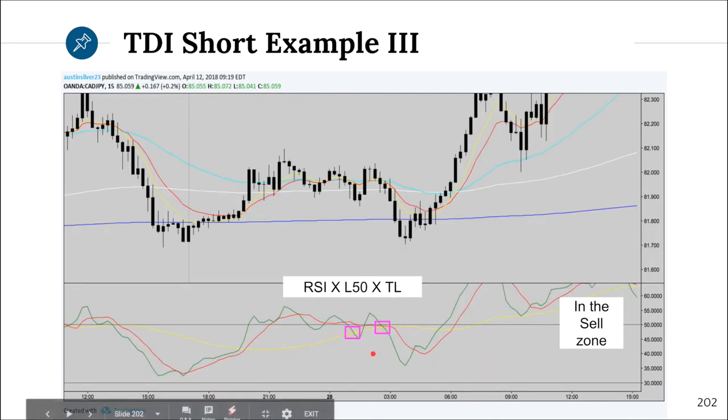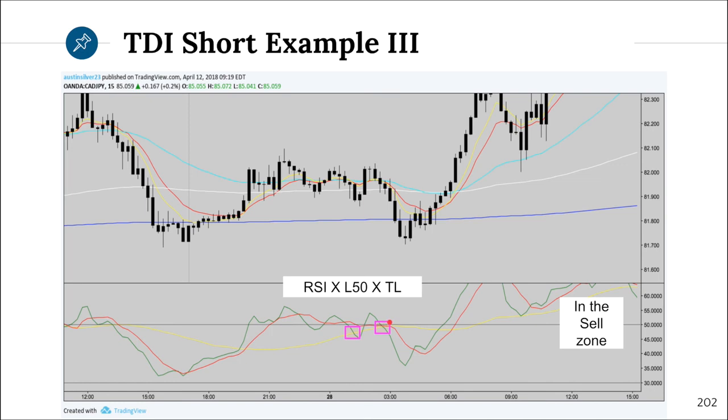One more example here. This is a good example of a rising liquid 50 that is something we would want to avoid trading. You can see that, yes, the liquid 50 starts the day in the sell zone, so we would be looking to sell this thing. However, it starts to rise right around the middle of the Asian session through midnight, 1, 2, 3 a.m. And by 3 a.m., it gets right to reset.